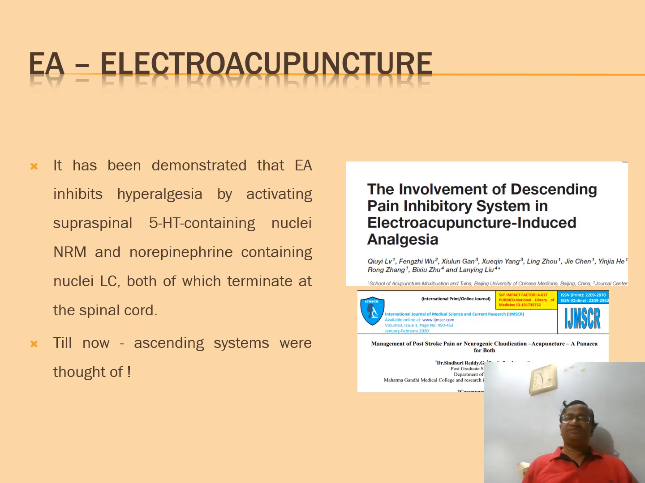Electroacupuncture. It has been demonstrated that electroacupuncture, which we thought worked through gate control theory, also has some action on the nucleus raphe magnus, 5-HT serotonin, and also in the locus coeruleus as descending systems. Previously it was thought to be only ascending systems. This is our article, post-stroke pain with acupuncture.